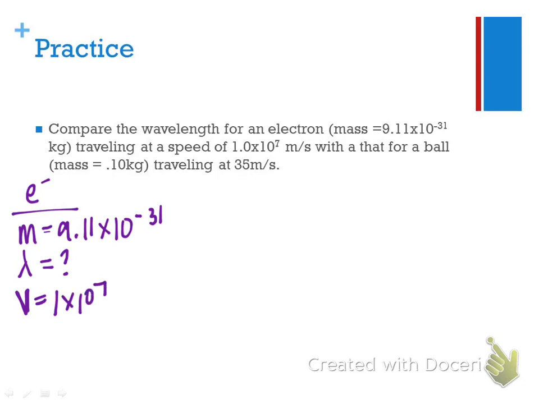So if I wanted to solve for wavelength, I'd go back and look at my equation, and I know that wavelength equals h over mv, right? Is that the equation that you have down? Okay. One more time. Okay. Wavelength equals h over mv.